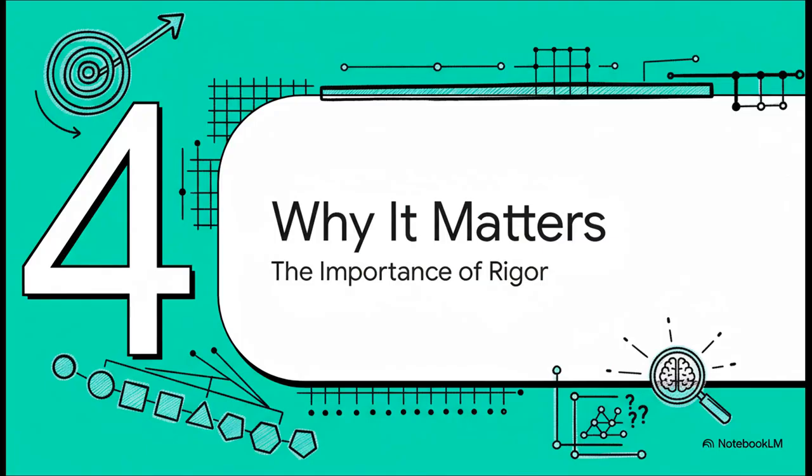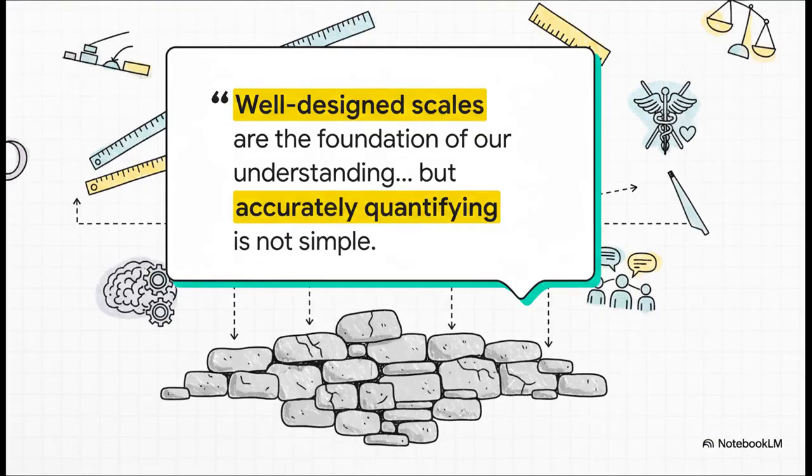So after hearing about this intense 9-step journey, you might be thinking, man, why go through all that trouble? Why does this level of crazy rigor matter so much? This quote from the paper we're looking at just nails it. These scales are literally the foundation for tons of research in psychology, medicine, and sociology. And if that foundation is shaky, if your measuring tape is off, then every single thing you build on top of it is going to be unstable and untrustworthy.